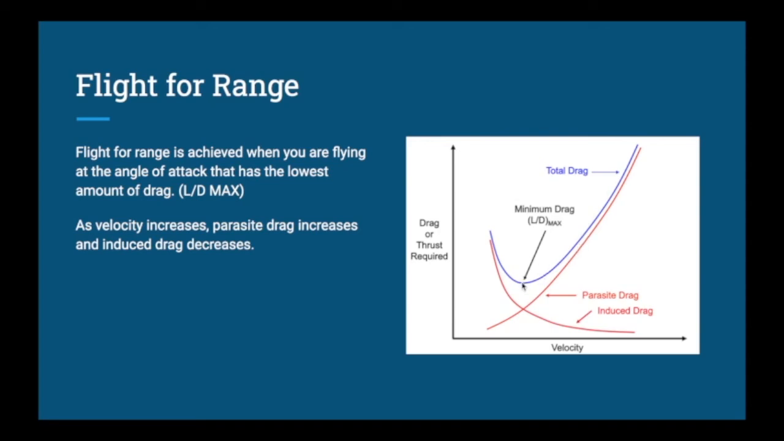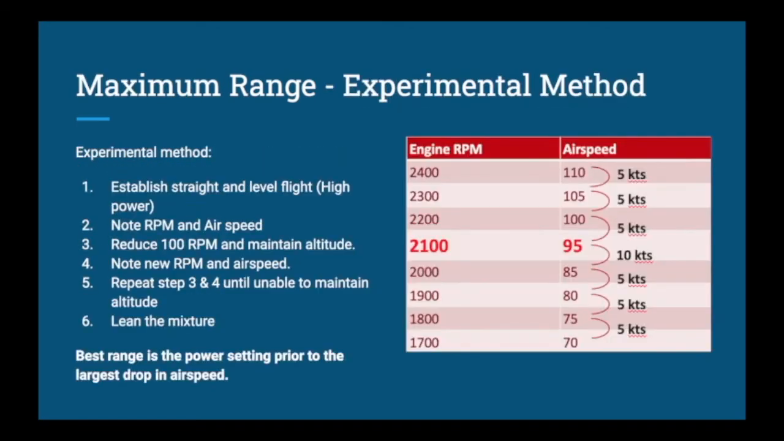And then once we're past the bottom, we'll reduce that 100 RPM. So we lose 5 knots for the reduction of power. But now the drag has increased. So that's going to slow us down even more. And that's where that increased reduction in airspeed comes from. So the power setting prior to the large drop is where we're looking to set the power for best range. Very important: always lean the mixture once you've set that power setting.